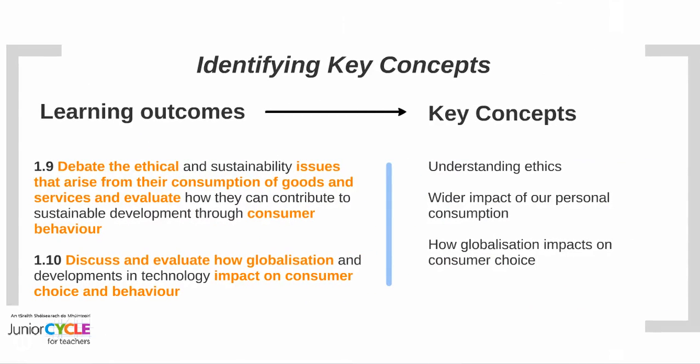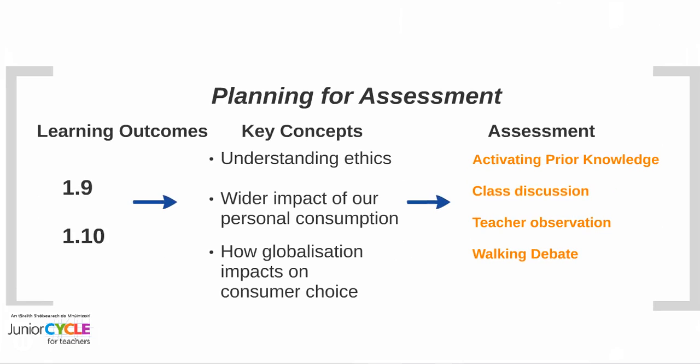Our next step is to identify the key concepts or key pieces of learning within these learning outcomes. Here we have identified understanding ethics, looking at the wider impact of our own personal consumption, and how globalisation impacts on consumer choice as the main areas of learning. We will start by assessing where our learners are at and move on from there. In this example, we use prompt questioning and start by asking students what their understanding of ethics is. We can then use this information to help us as teachers to gauge where their understanding is at and then progress the learning on from there.